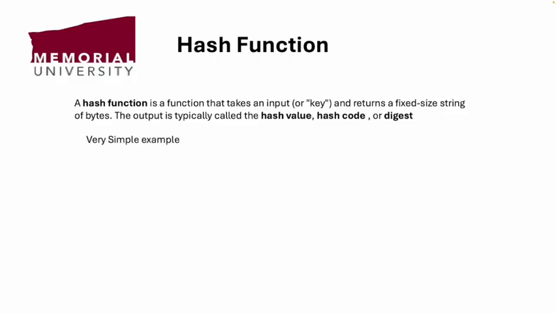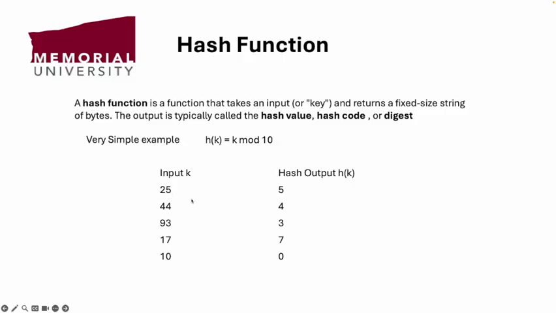For example, a very simple example: we're using the mod. Mod can be a hash function. Any input you process with mod 10, you can get a fixed-size output within 0 to 9. For example, input 25 gives 5, 44 is 4, 97 will be 7, 17 will be 7, 10 will be 0. So this is one type of hash function, the simplest we can see.